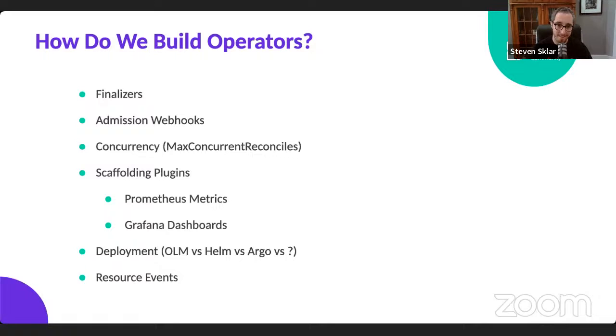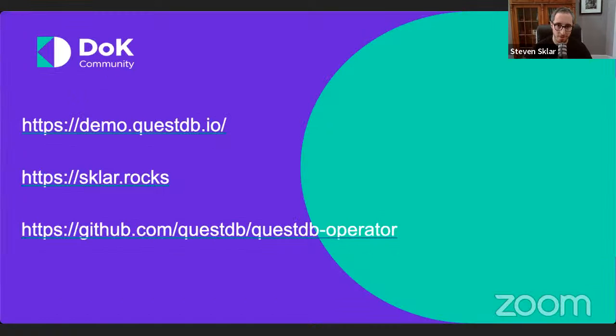Operator deployment is its own. I could do a whole talk just on that, with Operator Lifecycle Manager versus Helm, raw manifests, GitOps. There are a lot of different ways to deploy operators, and also events, which I find very useful for debugging. You can find more information on these in the Kubebuilder book, which you can Google.